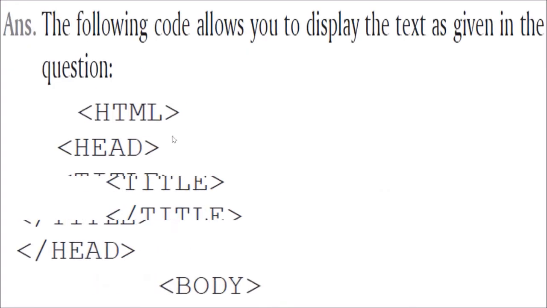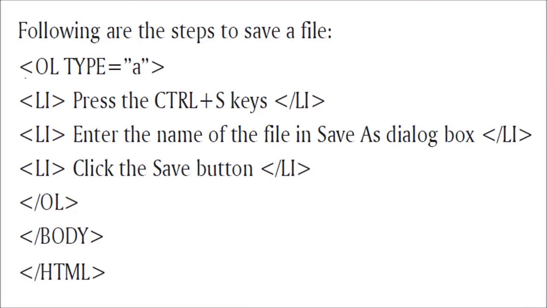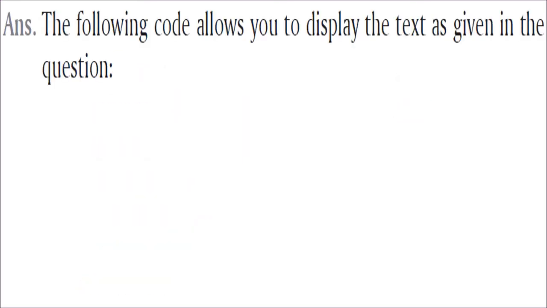So in HTML inside body, what you are going to write here is an ordered list, type equal to A. Only give type equal to A if you want it in ABC. Let me change the question now, so you understand better.